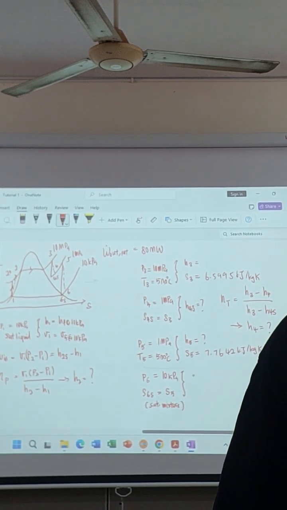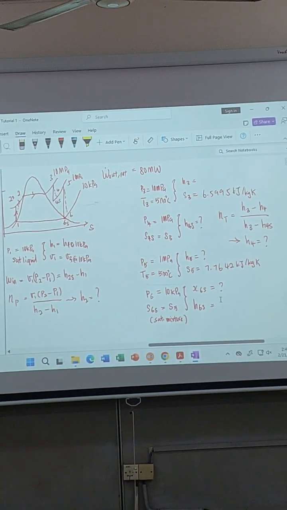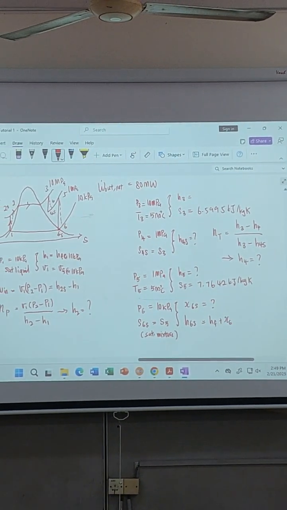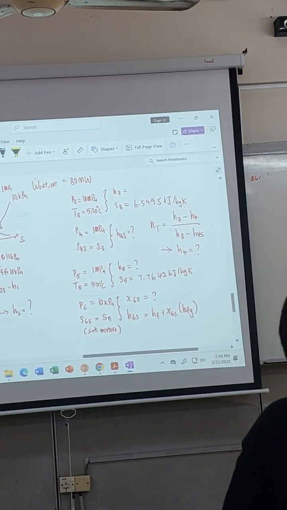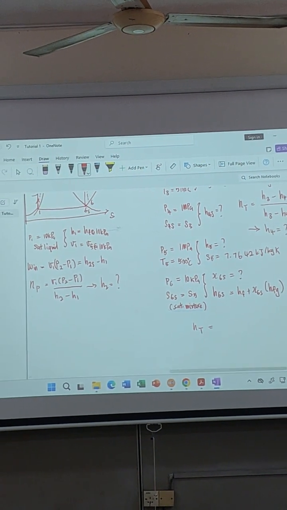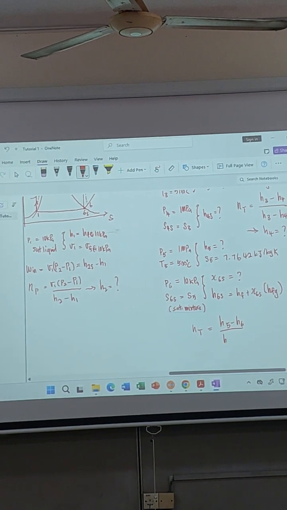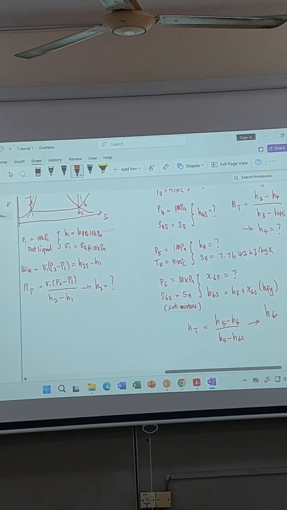So to repeat the exact same thing as we did for the previous question, you need to find out what X6s is in order for you to find your H6s. So you still need to find H6s in this case, because otherwise you can't find H6. Because for H6 you will need this equation. So from here you will get a new H6 value.